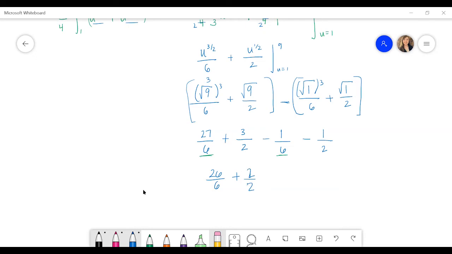Write it correctly. I can reduce my first one, though I don't think it's going to help me. So I'm going to get a common denominator. So 26 plus 6 over 6 is 32 over 6, which when I reduce, because everyone can be divided by 2, is 16 thirds. And there you go.